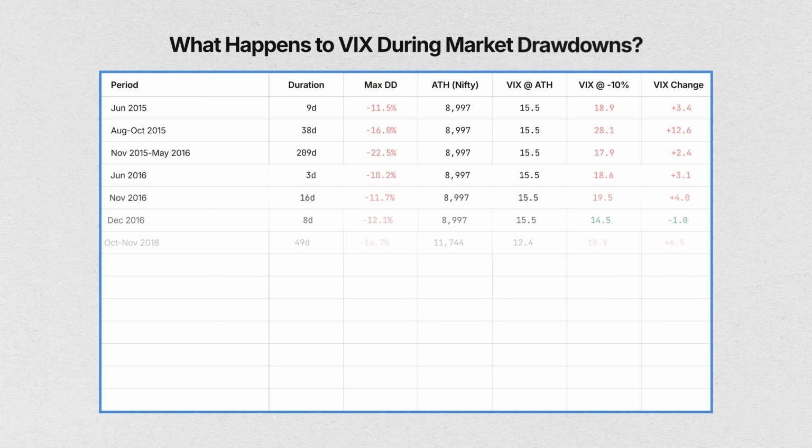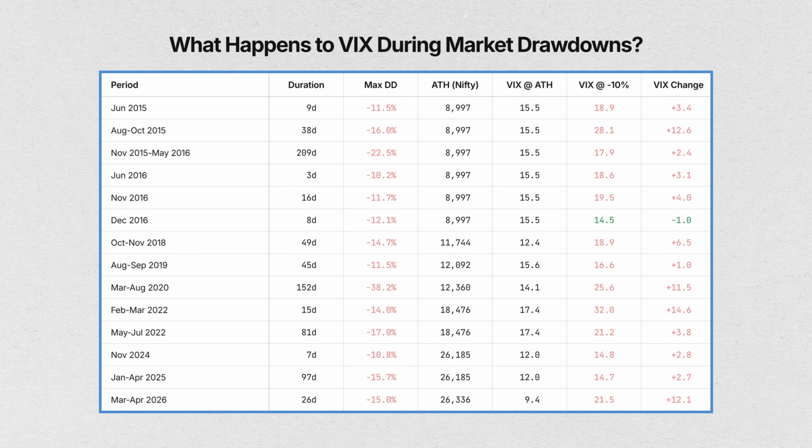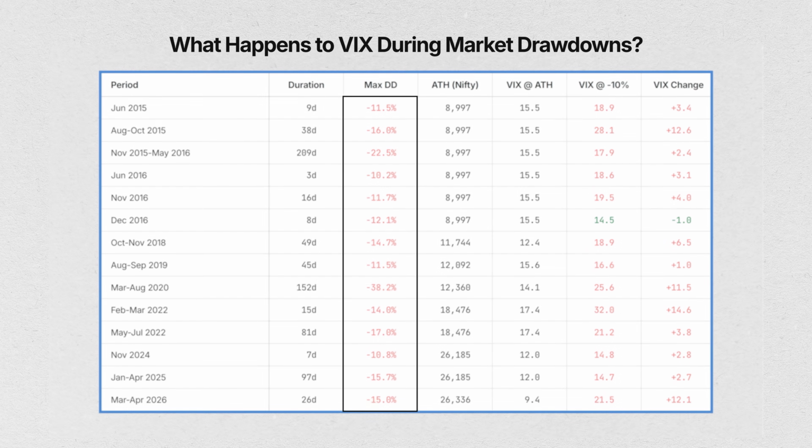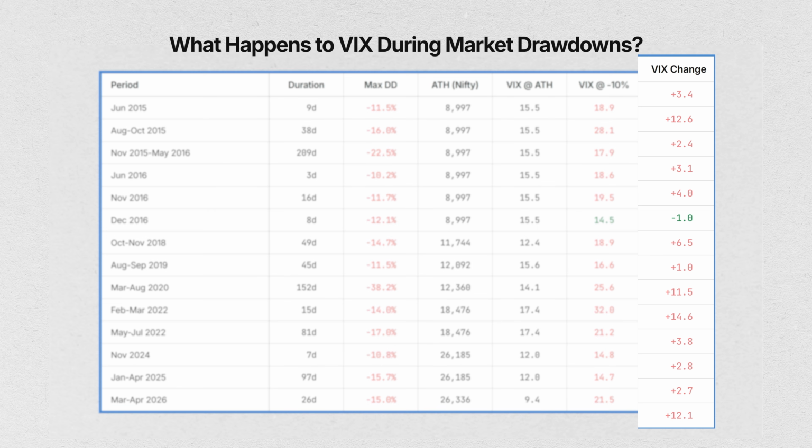And VIX or India VIX, which is also known as the fear index, is a fairly decent proxy of the implied volatility. Now let me show you something. We go back again to those 13 episodes where markets experience 10% or greater drawdowns and see what happened to VIX during that time. Do you notice something interesting here? Out of the 13 instances, in 12 of them, the VIX was rising.